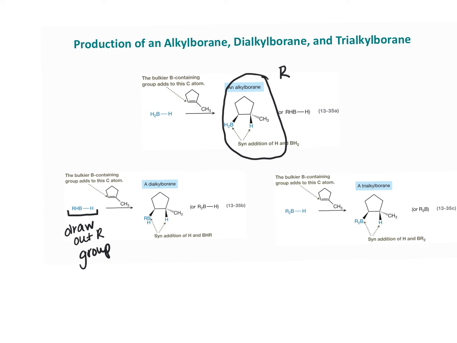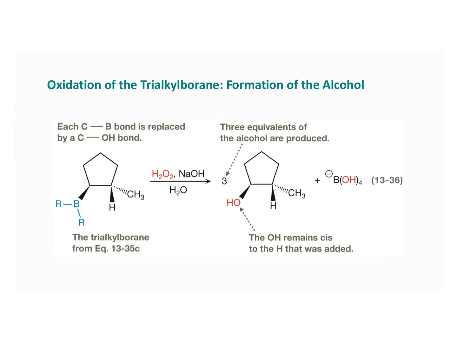Each one of these is a syn addition, and the bulkier boron containing portion adds preferentially to the less sterically hindered alkene carbon atom. Now, once the trialkyl borane is formed, then it's treated with a basic solution of hydrogen peroxide, which converts it to that alcohol. And we talked about that in section 13.6.